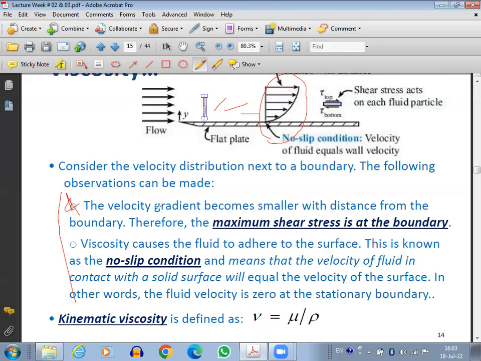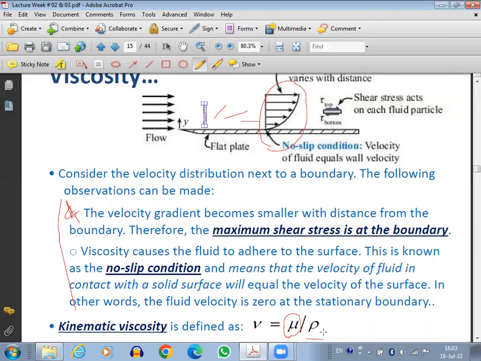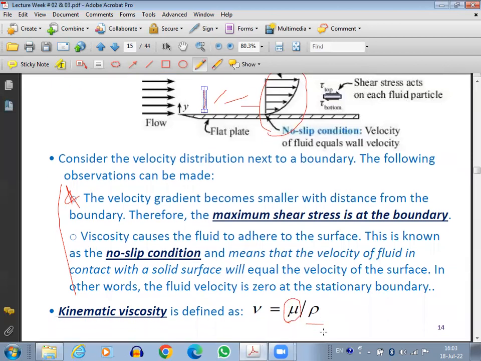The kinematic viscosity is basically the dynamic viscosity mu divided by density. So you're going to get kinematic viscosity. Now, what will be the unit of kinematic viscosity? I want you to derive the unit of kinematic viscosity now. The dynamic viscosity unit we just discussed. So put the unit of dynamic viscosity, put the unit of density, and tell me what is the unit of kinematic viscosity.